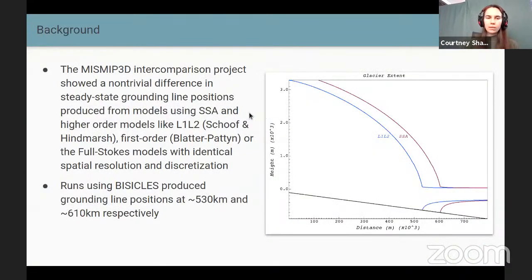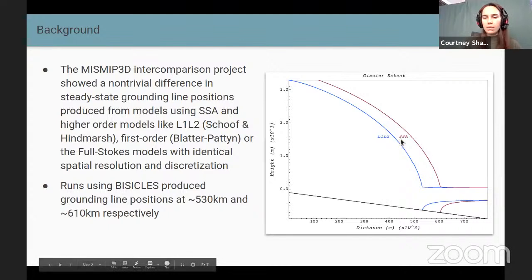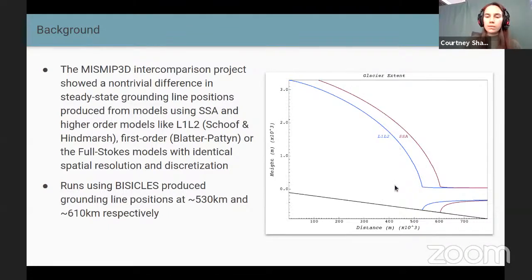The basis of this experiment is the MISMIP 3D intercomparison project. In this project, results showed a non-trivial difference between steady state grounding line positions between models using SSA and also higher order models like L1, L2, first order models, or the full Stokes model. In the right-hand figure, I've recreated the L1, L2 results and the SSA results using BISICLES. In the L1, L2 results, the grounding line position ended up around 530 kilometers, and for the SSA approximation, it ended up around 610 kilometers. So there's this obvious difference here that we thought would be interesting to look more into.